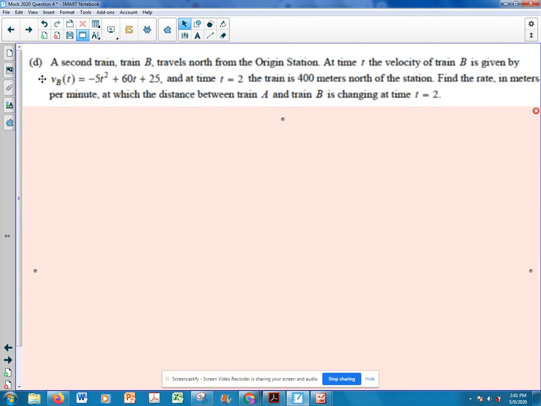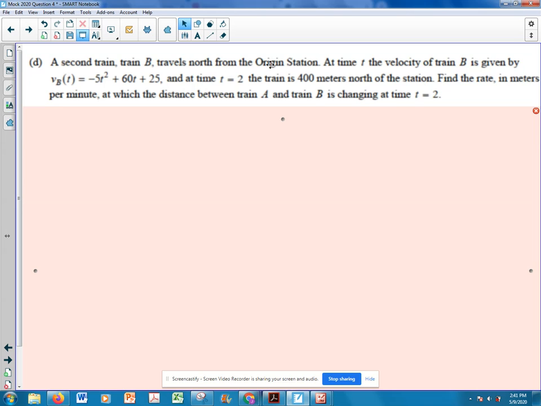Right, part D. Now we got another train. Train B is traveling north. So this one's going north-south, and the other train was going east-west. All right, the velocity of the train is given by this quadratic. At time t equals 2, the train is 400 meters north of the station.